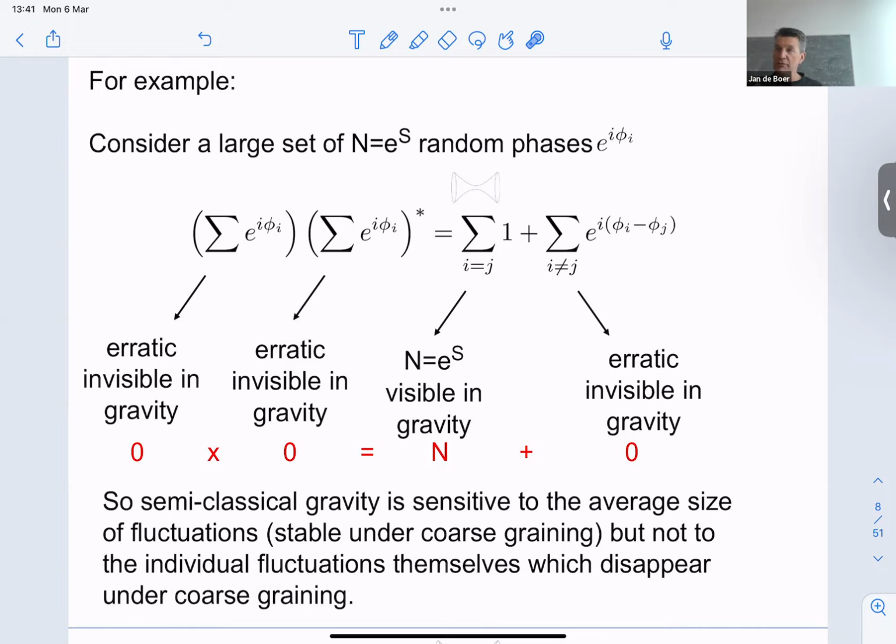And this is maybe a bit of a cartoon model for what is happening in the gravitational theory. If you take a low energy gravitational theory, we make some approximation to the full UV physics. In particular, it includes some coarse graining. We're still a bit vague about exactly what that coarse graining is, but it involves some sort of coarse graining. And as a result of that coarse graining, we make apparent mistakes in low energy computations of the type 0 × 0 = n + 0 in this simple example.